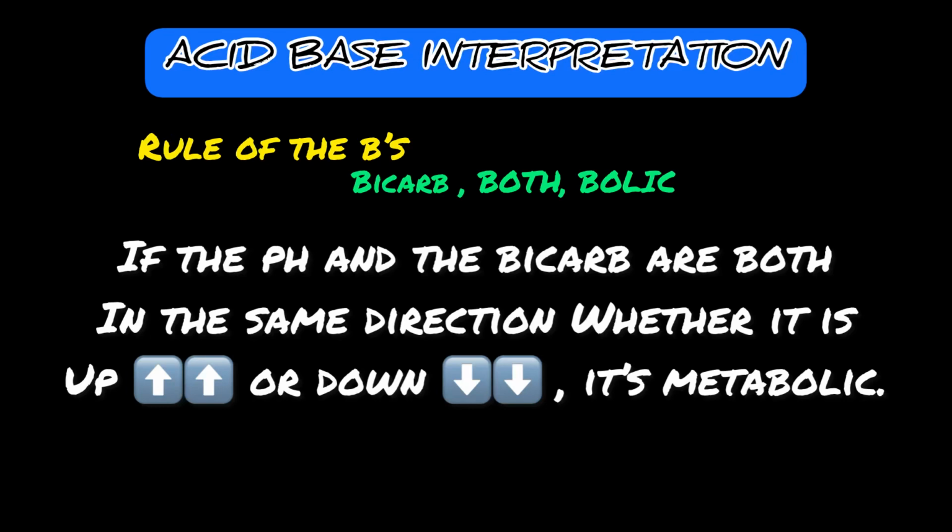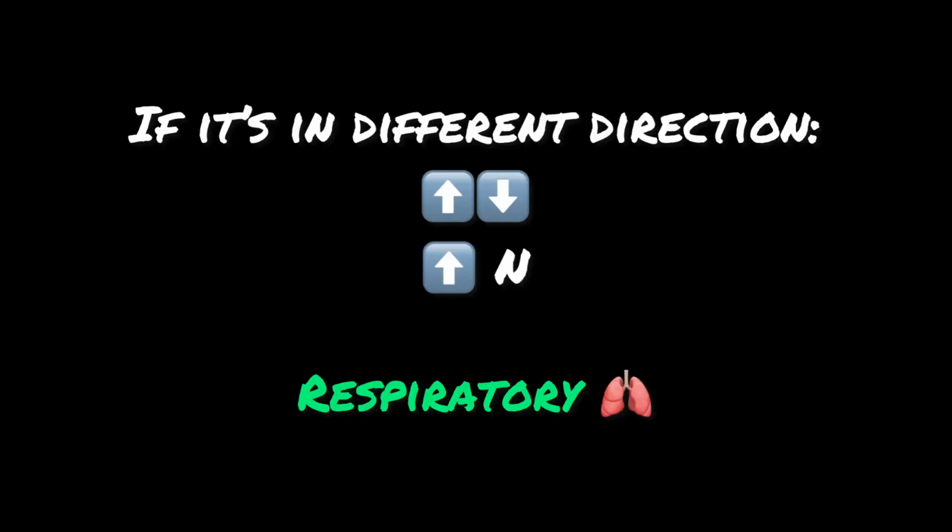Acid-base interpretation. Rule of the bees: pH and bicarb, both metabolic. If the pH and the bicarb are both in the same direction, whether it is up or down, it's metabolic. If they are in different directions, it's considered respiratory.